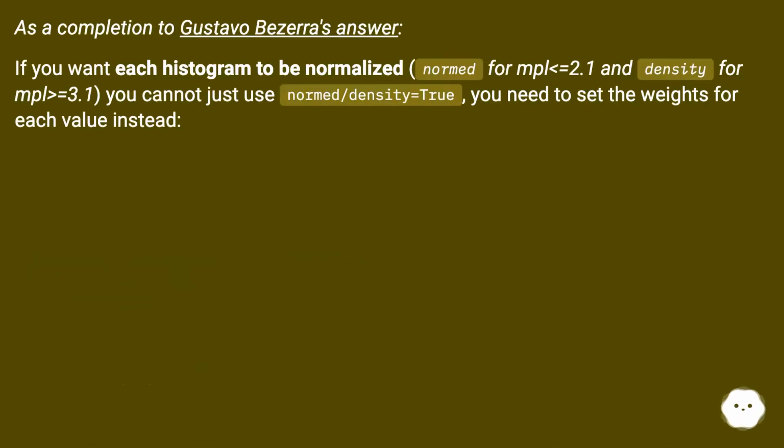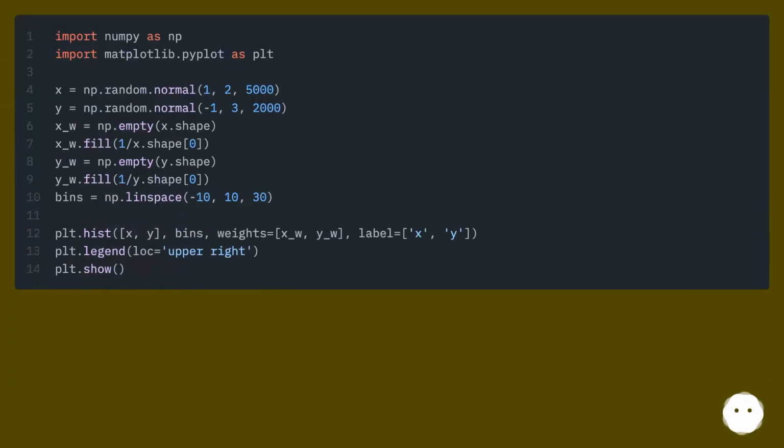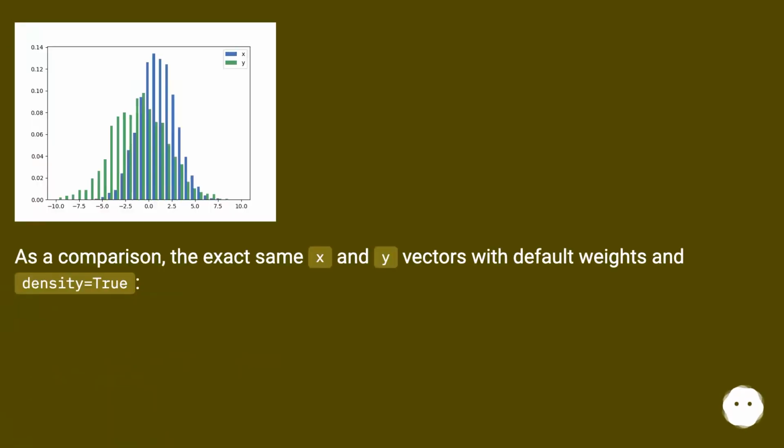As a completion to Gustavo Becerra's answer. If you want each histogram to be normalized, normed for MPL lower or equal than 2.1 and density for MPL equal or greater than 3.1, you cannot just use normed/density equals true, you need to set the weights for each value instead. As a comparison, the exact same x and y vectors with default weights and density equals true.